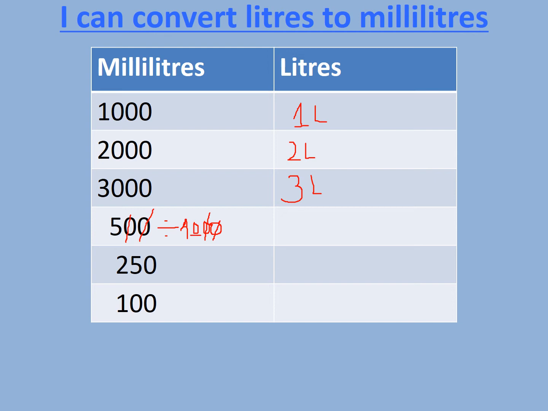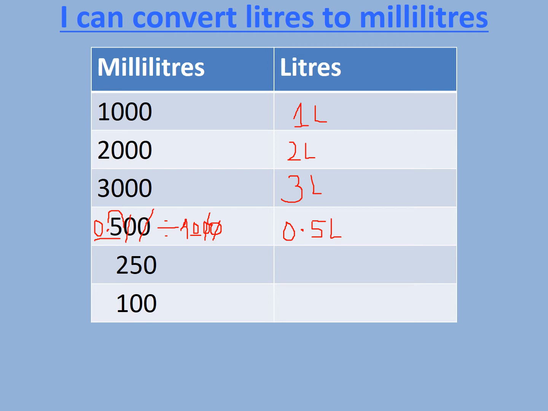How many zeros do we have left in 1000? 1. So from 5 we are going to move a decimal point 1 decimal point to the left. So we are going to move 1 time. We put a decimal point and we add a 0 behind it. So what is our answer? 0.50, 0.5 liters. Good job.